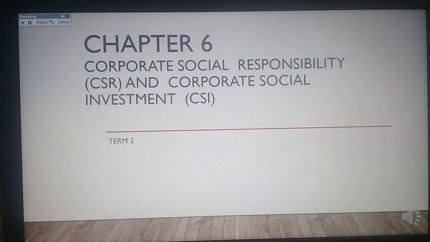Today we're going to be looking at what we call corporate social responsibility and corporate social investment. If you're in grade 12, this is your term 2, first chapter, which is chapter number 6. What is corporate social responsibility and corporate social investment?